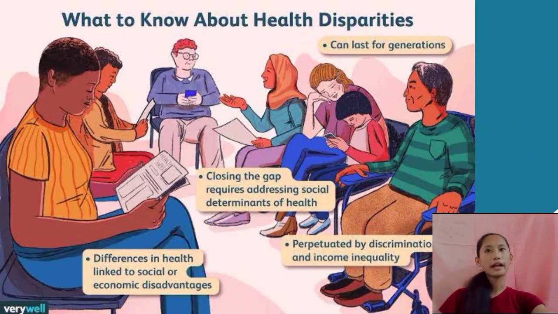Want to know more about health disparities? Health disparities can last for generations, and this is perpetuated by discrimination and income inequality. Differences in health are linked to social or economic disadvantages. To close the gap of this health issue, it is required to address the social determinants of health.